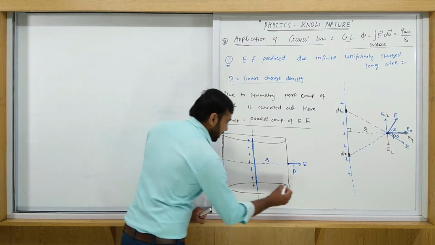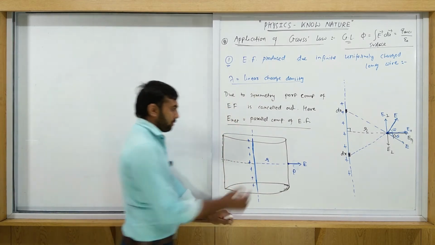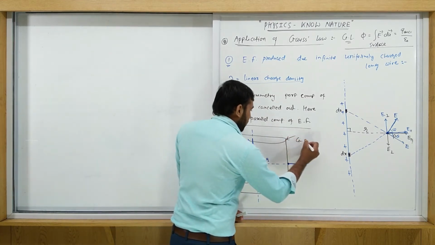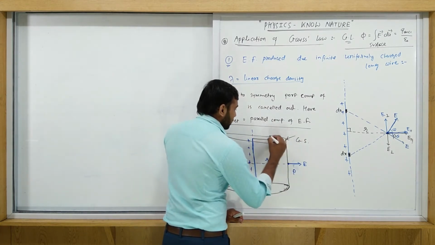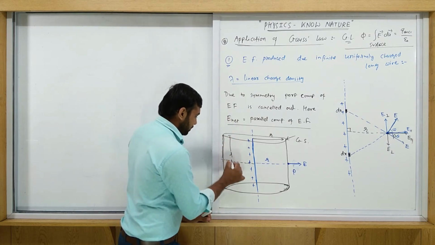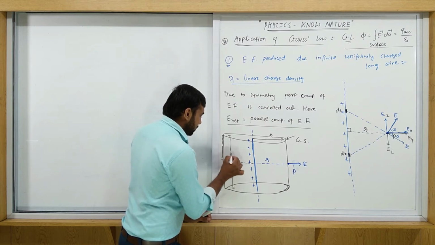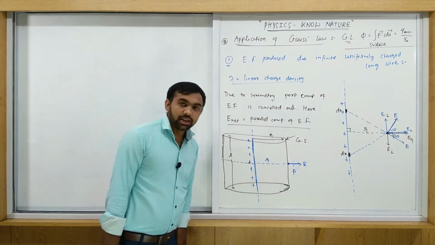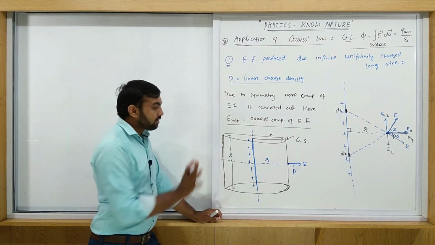Consider this type of cylindrical Gaussian surface. That is one closed surface, and we give it the name Gaussian surface. The radius of this cylinder is R and the length of the cylinder is L. So this is the Gaussian surface for the infinite long wire.